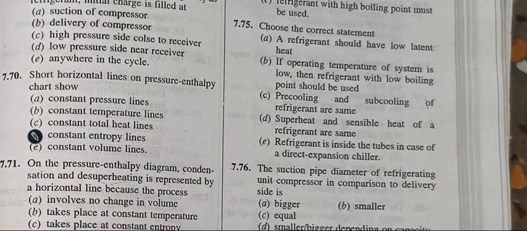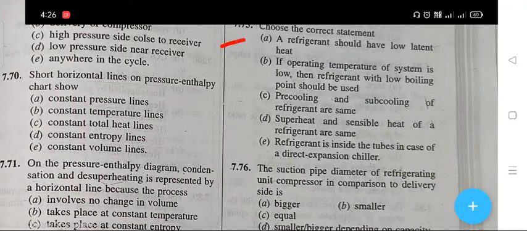Next question is choose the correct statement. Choose the correct statement. Right answer is B. If operating temperature of a system is low, then the refrigerant with low boiling point should be used.